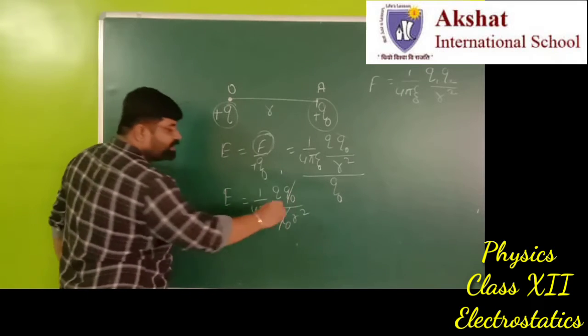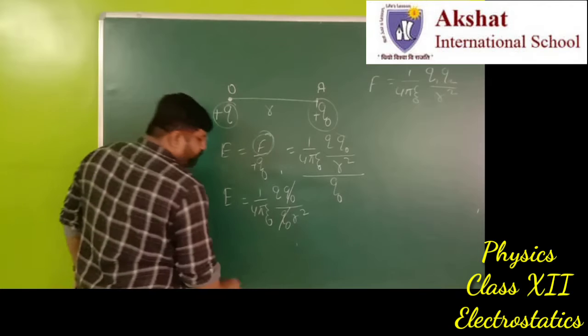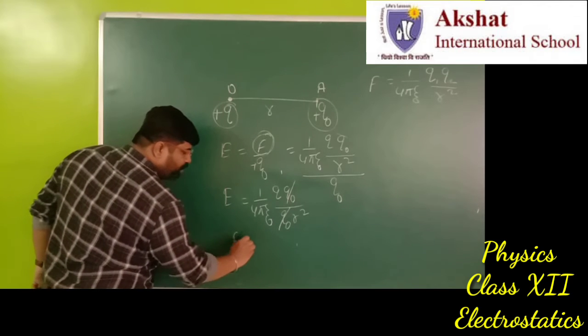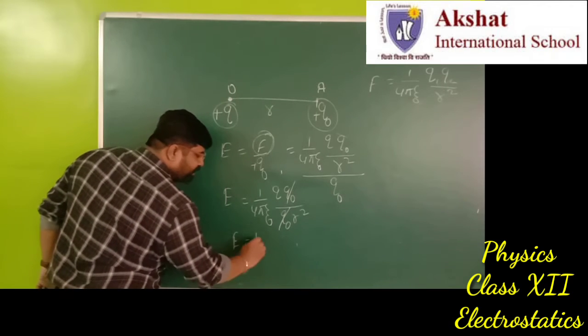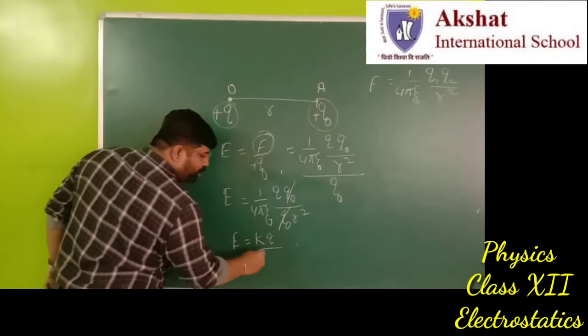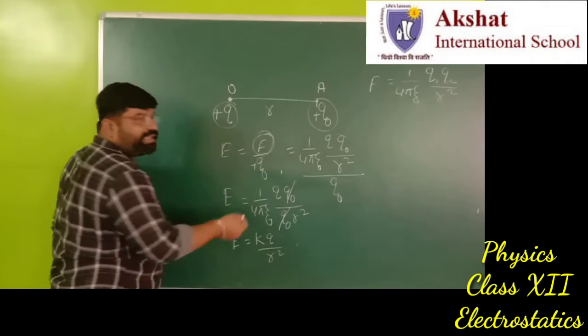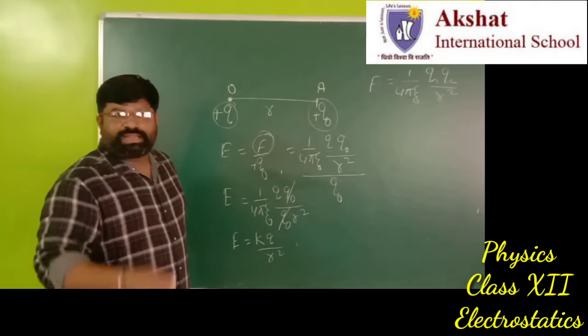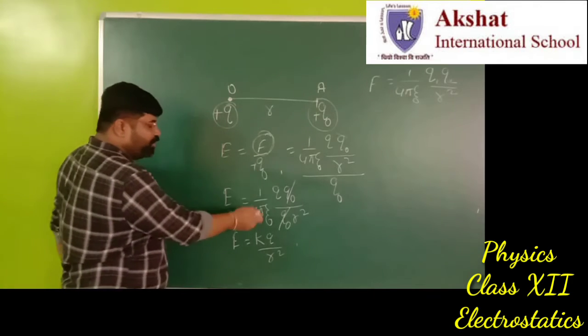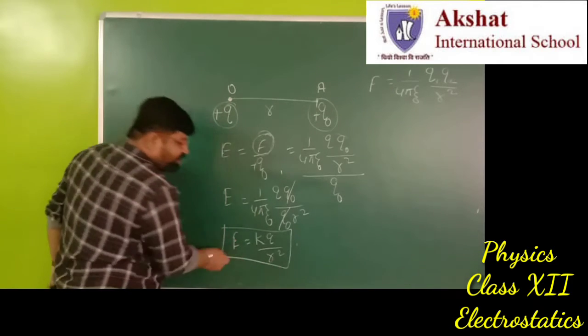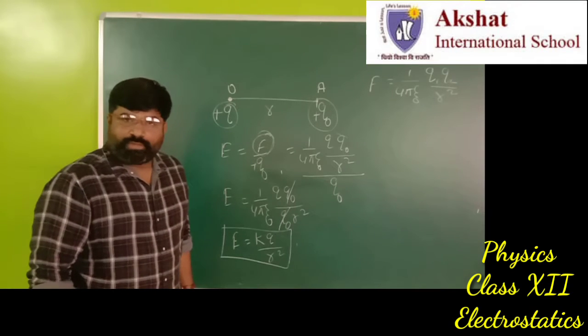So Q naught is cancelled. The electric field strength due to a point charge is KQ upon R square, where K is the constant. We know that the electrostatic constant value is 1 upon 4 pi epsilon naught. Okay, so this is the expression.